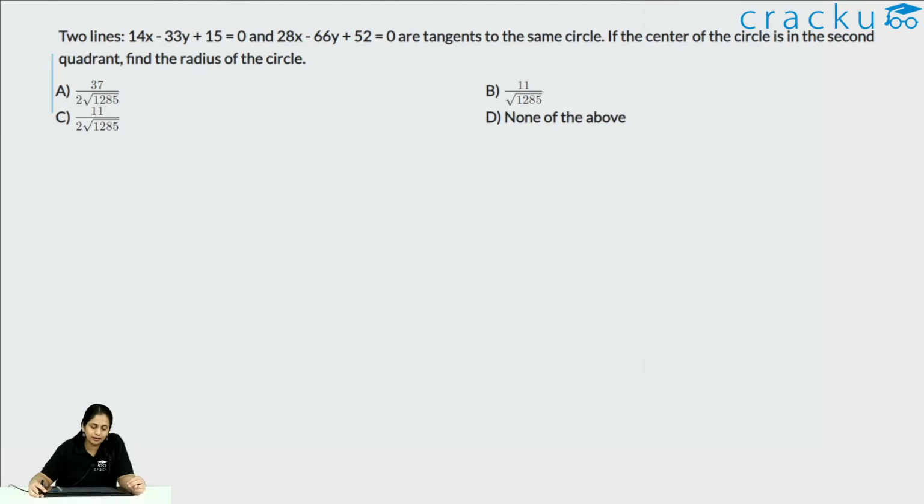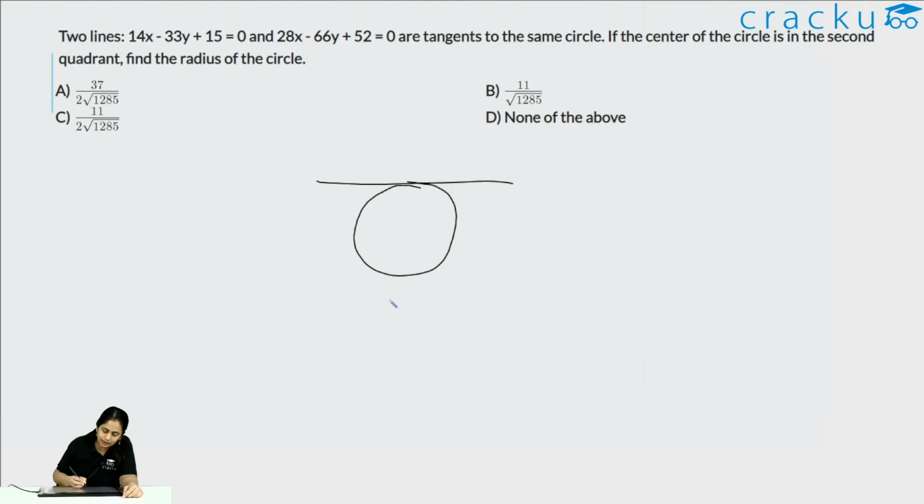Two lines, 14x minus 33y plus 15 is equal to 0 and 28x minus 66y plus 52 equal to 0 are tangents to the same circle. If the center of the circle is in the second quadrant, find the radius of the circle. So in this case, basically you have two possibilities. In case the lines are parallel to each other, then you have the case where the circle is there and these two parallel lines are there, and since the lines are tangent to it, the diameter of the circle will be equal to the distance between the two parallel lines.